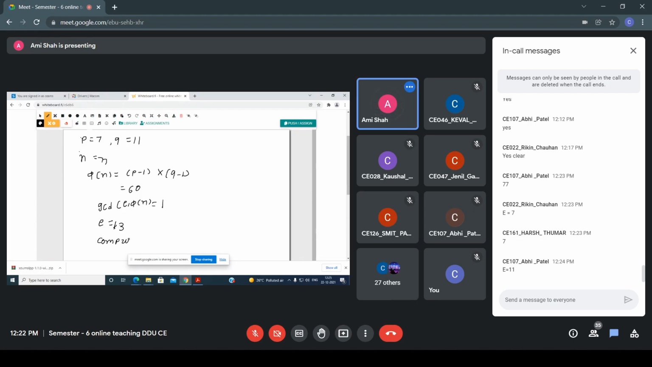Compute D equals E inverse mod phi N. So what is E? E is 13, so 13 inverse mod 60. Okay. So calculate it and tell me the answer. You have to take E as 13. So now compute D equals E inverse mod phi N. Apply the extended Euclidean algorithm and tell me the answer. What is the answer of 13 inverse mod 60?